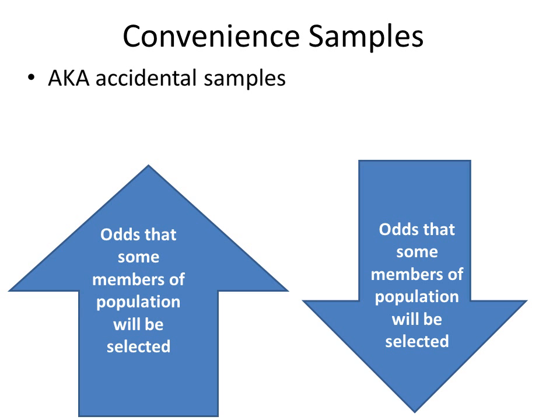In the previous example, a sample of convenience or an accidental sample was used, which increases the odds that some members of the population will be selected, while reducing the odds that other members would be selected. Additionally, some of those who may have a chance of being included may decide not to participate in the research. Remember, samples of convenience are biased.